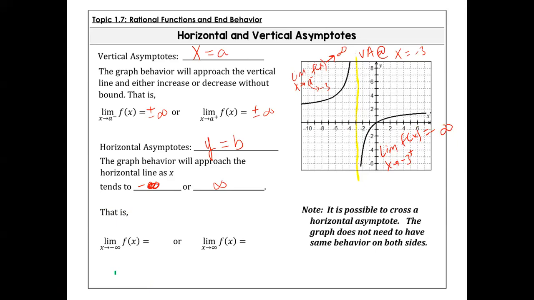So our horizontal asymptote is at 2. Do we all agree?